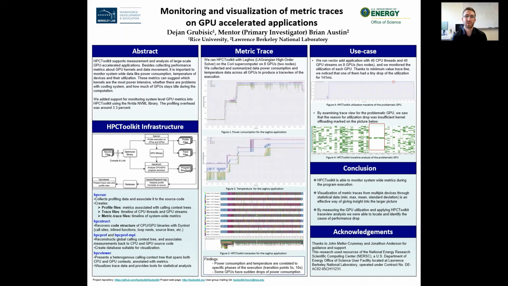So let's see one example that we ran. We ran the Laghos application, which stands for Lagrangian high-order solver, on the Corona supercomputer on 8 GPUs. And we are presenting here the power usage in the first plot, temperature in the second plot, and the trace view in hpcviewer in the third plot across 8 GPU nodes. Here, we are calculating statistical data of mean plus standard deviation and minimum and maximum for each point in time for power consumption and temperature, and we are showing them in the first 2 plots.